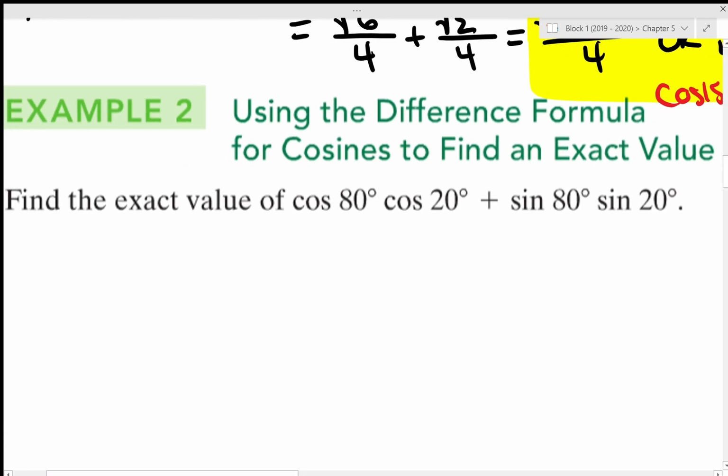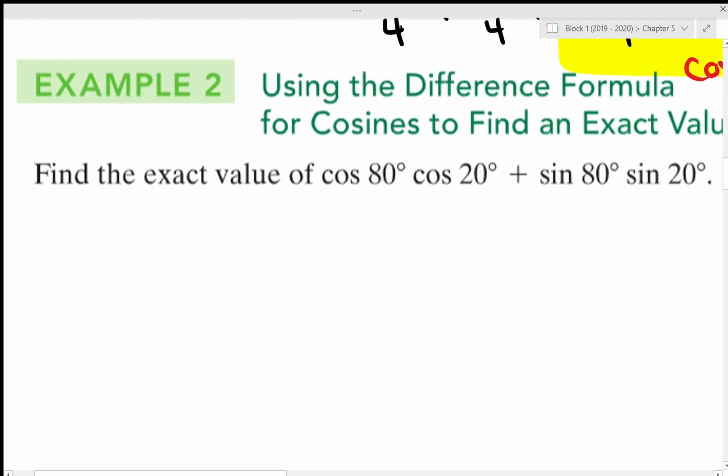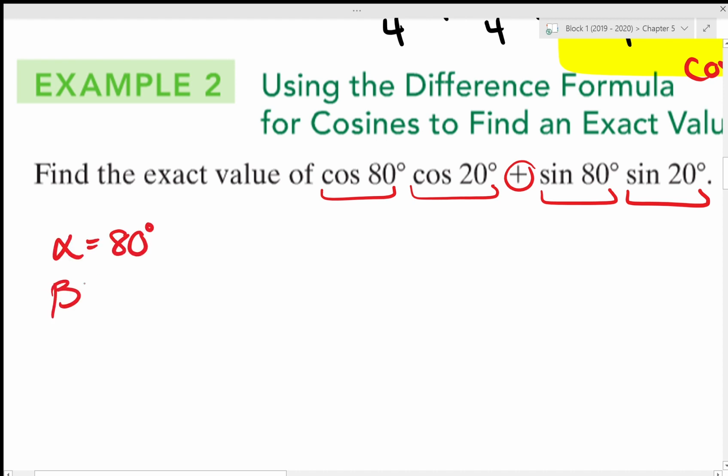Now, if I give you a formula like this and I say find the exact value of cosine 80 times cosine 20 plus sine 80 sine 20. Those are not unit circle angles, so how am I supposed to do this? Well, just look at the formula, okay? We have cosine of one angle times cosine of another angle, right? Plus sine of the first angle times sine of the second angle. Basically, if my alpha was 80 degrees and beta was 20 degrees, I have cosine, cosine plus sine, sine. That is the cosine alpha minus beta formula.